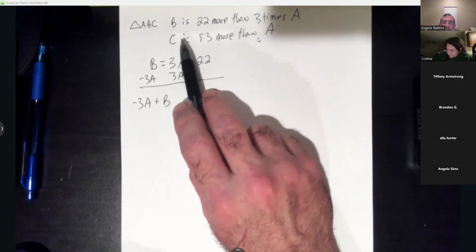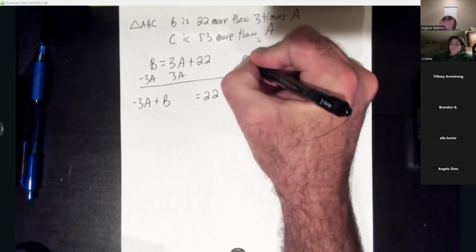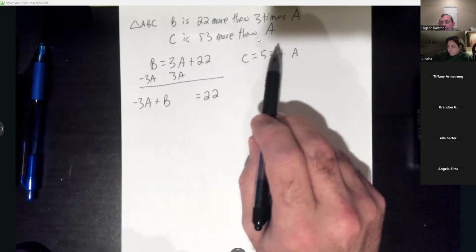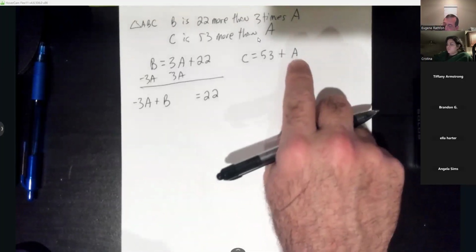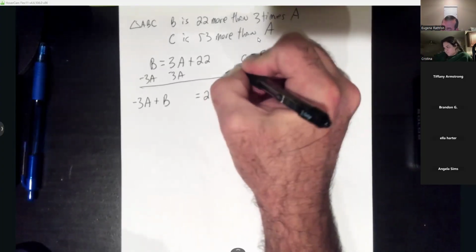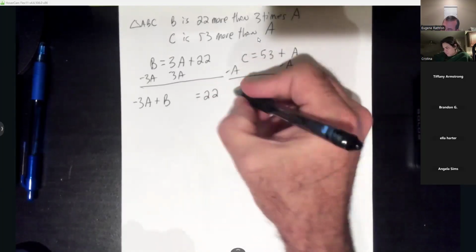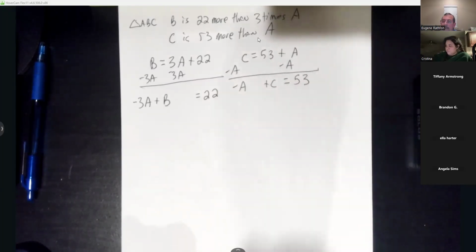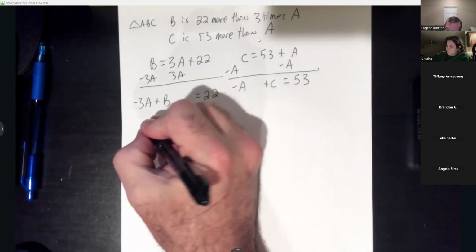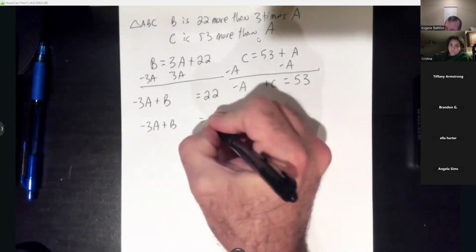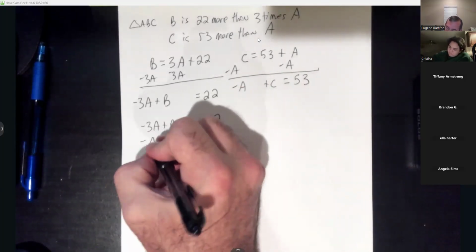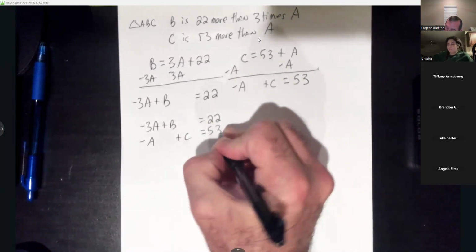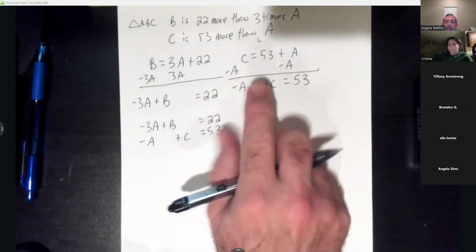All right, my second equation: C is 53 more than A. So C equals 53 plus A, or you could have done A plus 53. This A has to move to the other side by subtracting it. So this equation gives me negative A plus C equals 53. Let's write these together. Negative 3A plus B equals 22. This one had negative A plus C equals 53. I've only got 2 equations out of what they gave me.